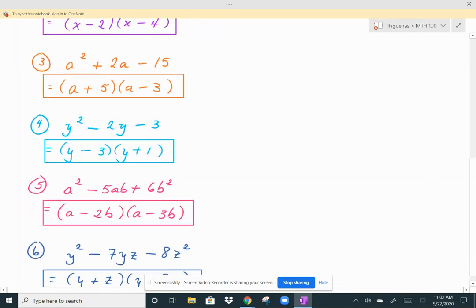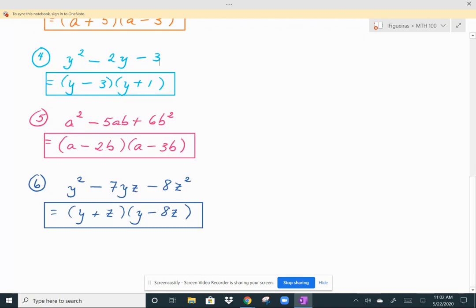This one's a little bit more complex because I have variables in all positions. So I have a squared minus 5ab plus 6b squared. All right, so for now you're just worried about the numbers. I need a positive 6 as a product and a negative 5 as a sum. So how do you get positive 6 as a product if you need a negative sum? So that means my signs must be the same, both negative.